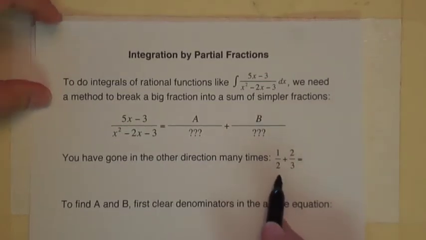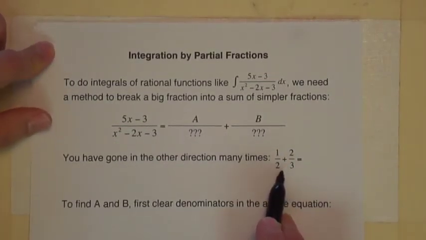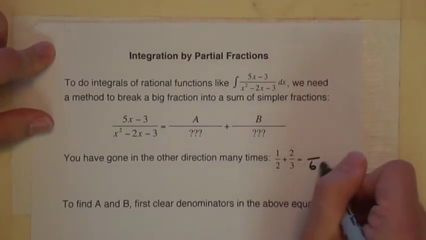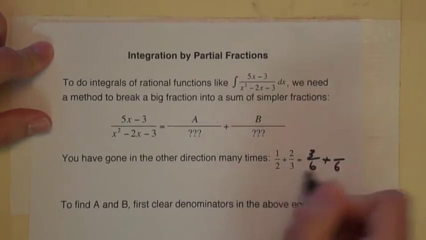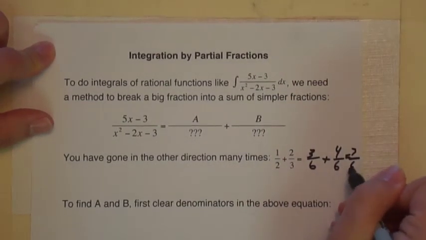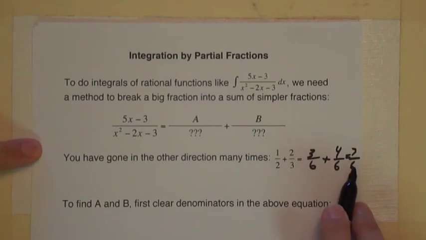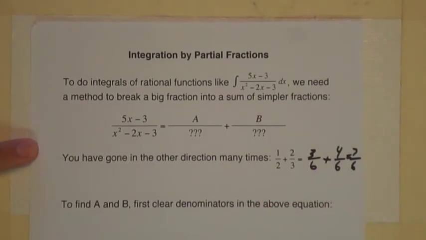For example, 1/2 plus 2/3. You have to find a common denominator. So for 2 and 3 that would be 6. So you say 1/2 is 3/6, 2/3 is 4/6, and so you add the tops and you get 7/6. So now we're going backwards. We're saying, how do you start with 7/6 and know to decompose that into 1/2 plus 2/3?